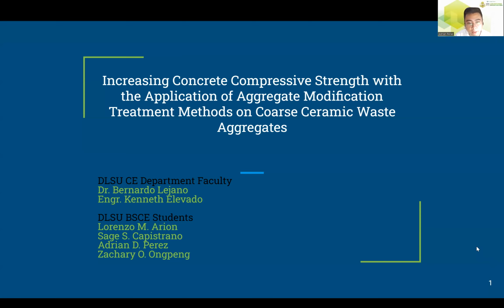We would like to present our research to you on increasing concrete compressive strength with the application of aggregate modification treatment methods on coarse ceramic waste aggregates.